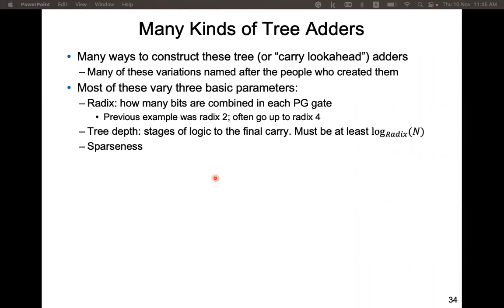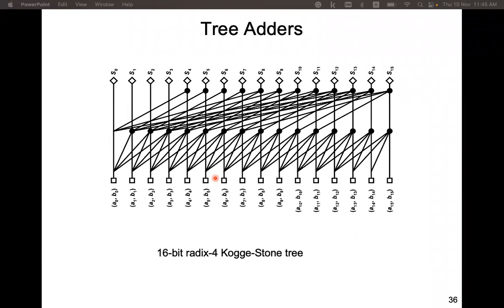Just to show you some topologies here. This is one topology. And this is the radix 4 Kogge-Stone tree. So say here, 4 stages, 4 bits are combined into a group in 1 stage. So this is called radix 4. With a higher radix, the number of stages is fewer. For this 16-bit, it only has 2 layers of these P and G blocks, so it can produce shorter delays.